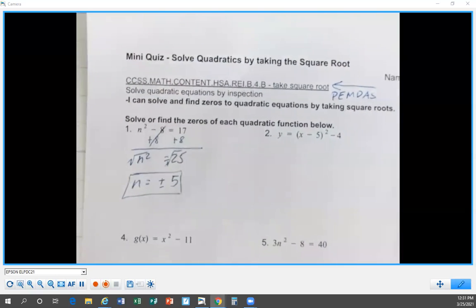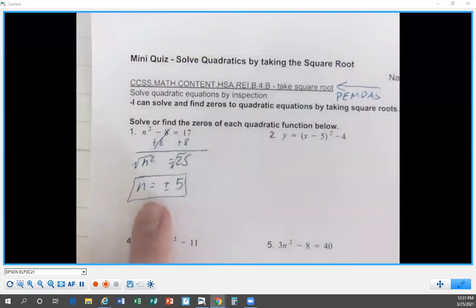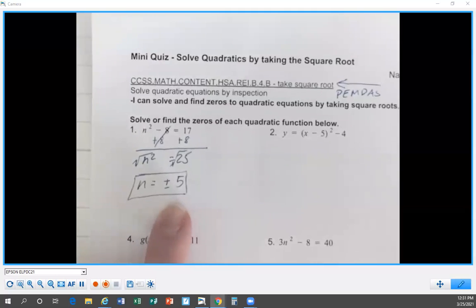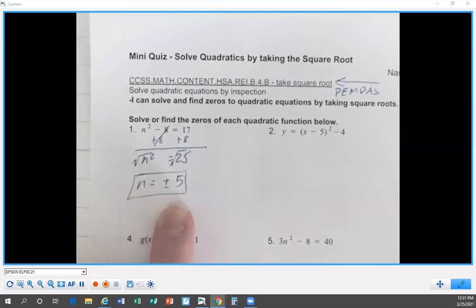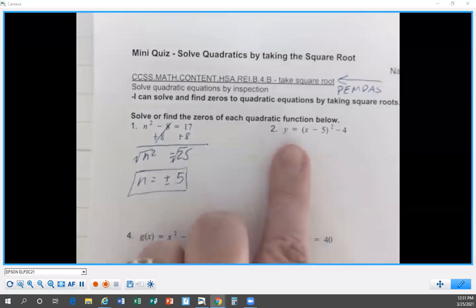Okay. When you take your real quiz, you would put in n equals 5 and n equals negative 5. And that's a manual check. So don't worry if it gets marked wrong. I will go in and manually check that.